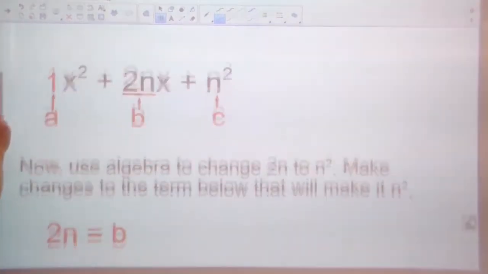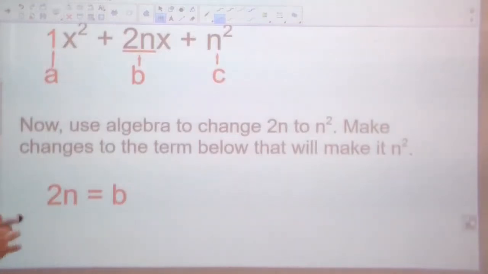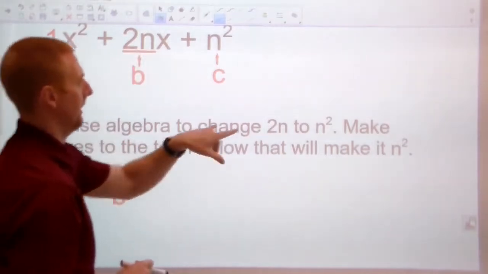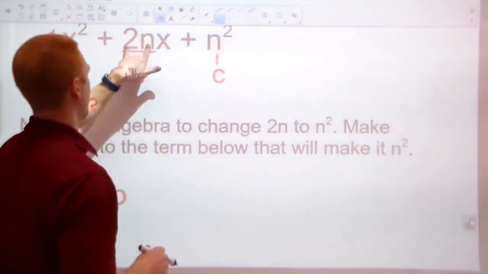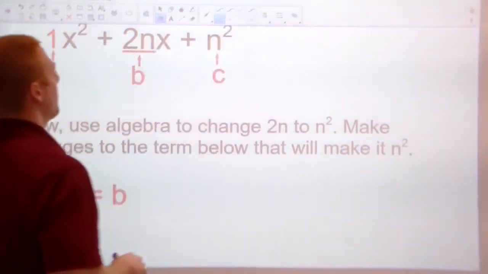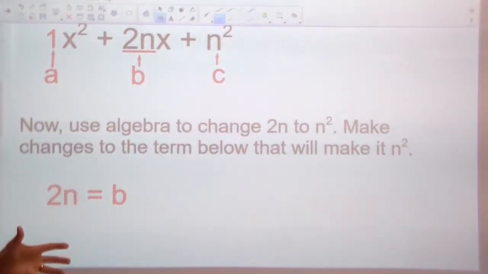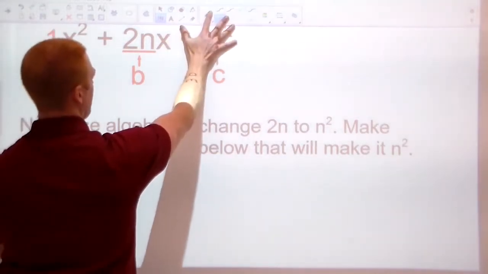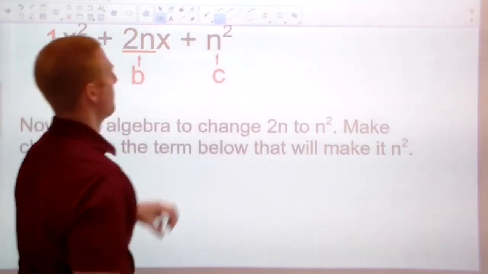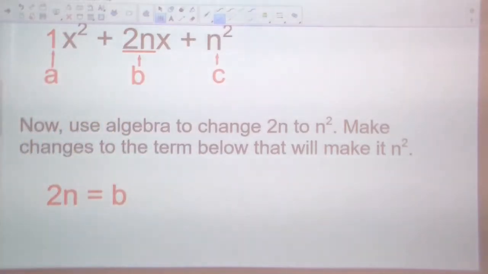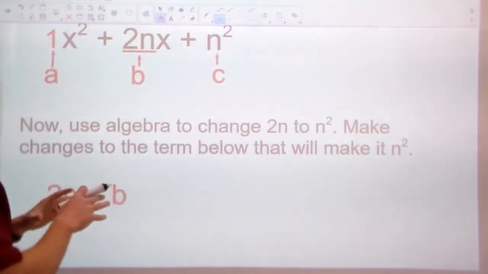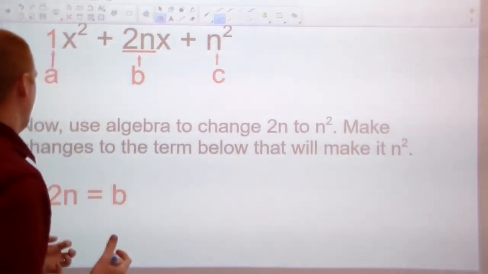Now the next piece of the challenge: use algebra to change that 2n, that b term, into n squared, which is the c term. So we're going to turn this into that. And hopefully you have a sense of where this is going, because when you complete the square, you're starting off with just 2 terms. This isn't there yet, and you're going to do something to make that up. And we're doing it in a really specific way so that this term always turns into n squared. So that's where we're going to come up with a recipe for how to make that happen.